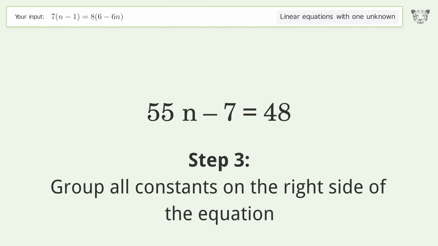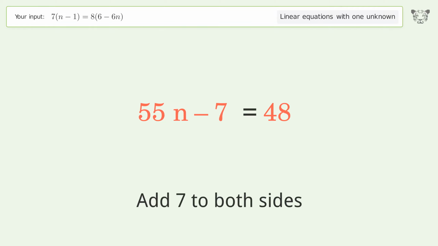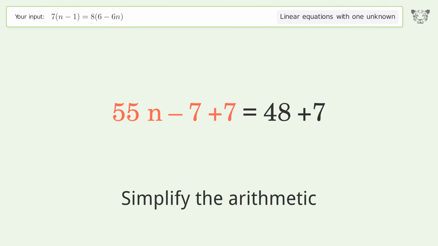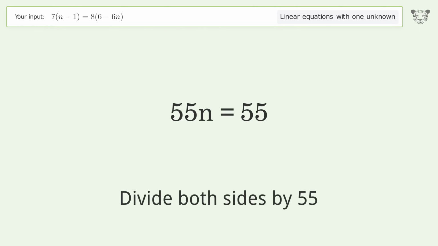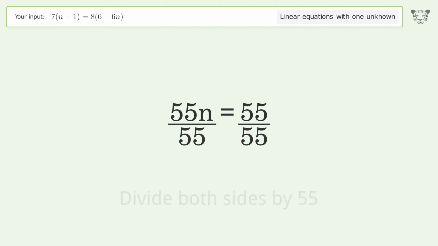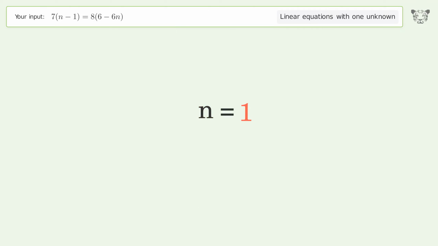Group all constants on the right side of the equation. Add 7 to both sides. Simplify the arithmetic. Isolate the n. Divide both sides by 55. Simplify the fraction. And so the final result is n=1.